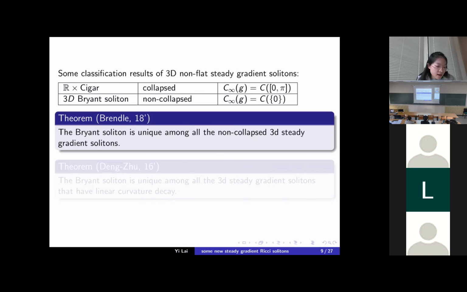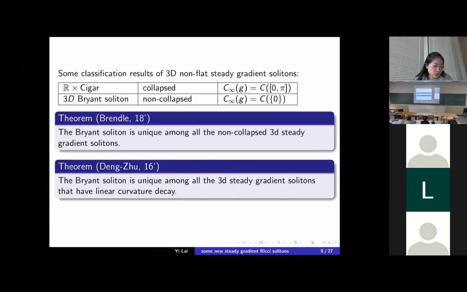And then we know that if the curvature of the static soliton decays, then it's not hard to show that it will decay at least linearly. And we know that the Bryant soliton actually has a linear curvature decay, right? And so there is a result by Deng and Zhu that says that the Bryant soliton is the unique such soliton. So if you assume the linear curvature decay, then you will have the Bryant soliton.